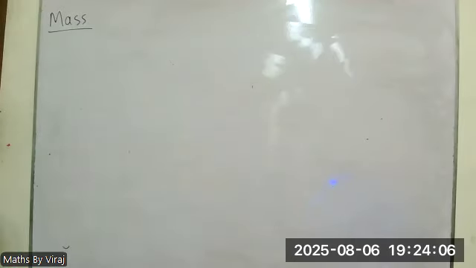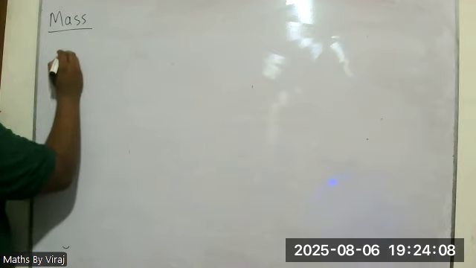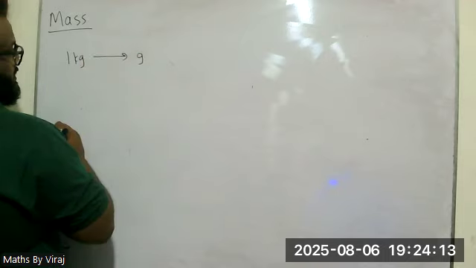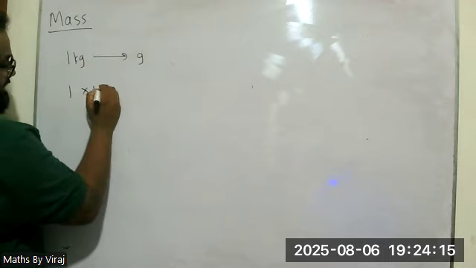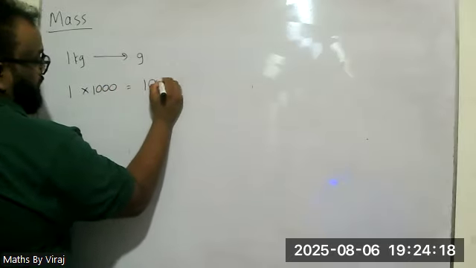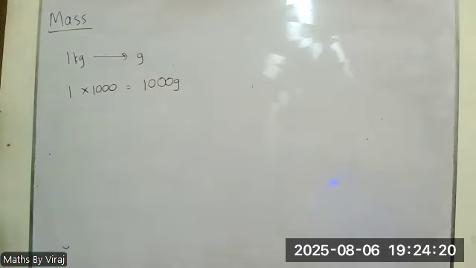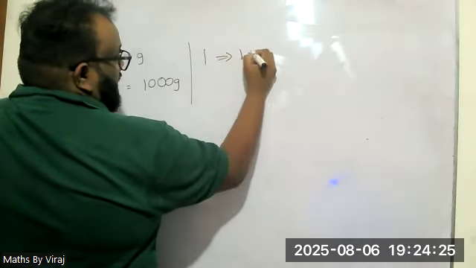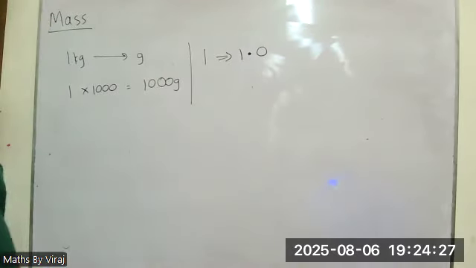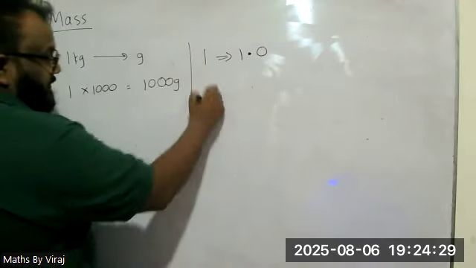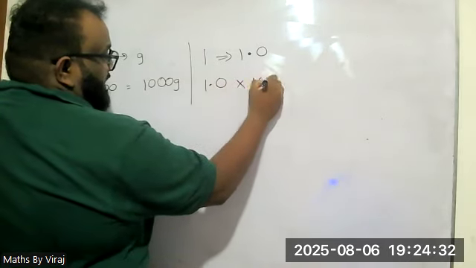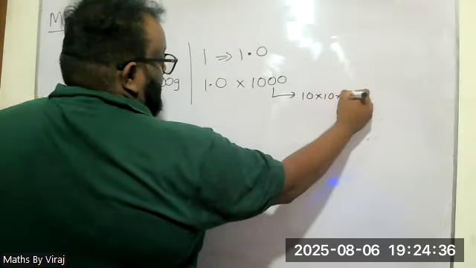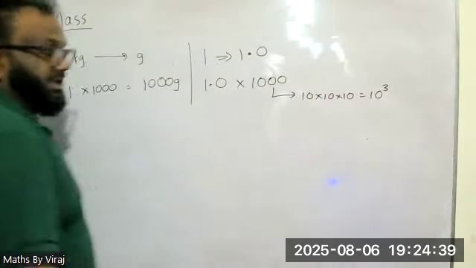Now, when multiplying by 1000, what happens? Now, 1 kilogram, how many grams is it? We multiply 1 by 1000, that is 1000 grams. You should understand that 1 can be written as 1.0. Yes or no? Yes, sir. 1.0 multiplied by 1000. This 1000 is 10 into 10 into 10, which is 10 to the power 3. Am I clear?